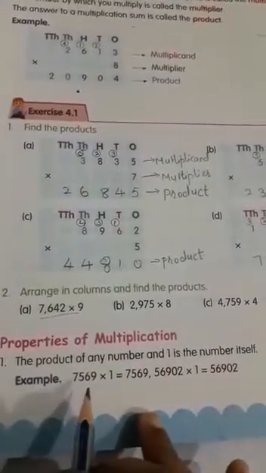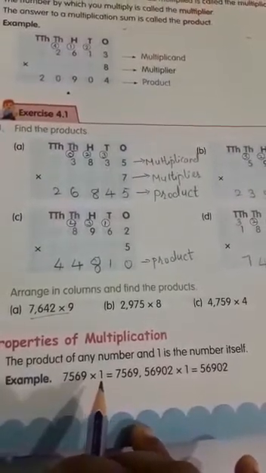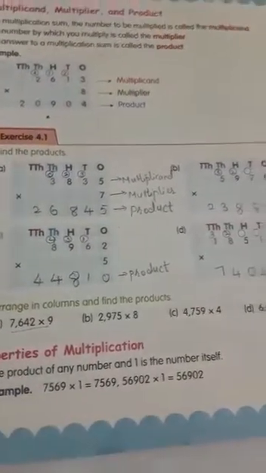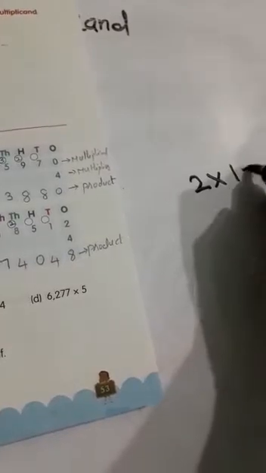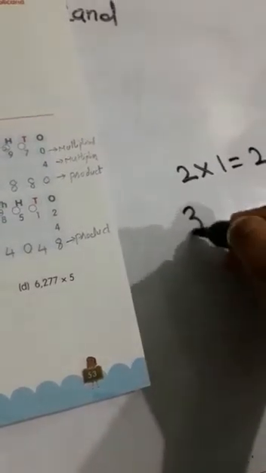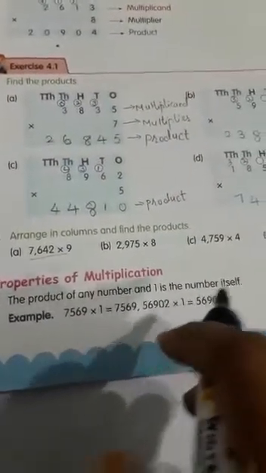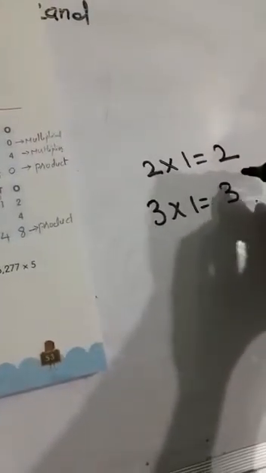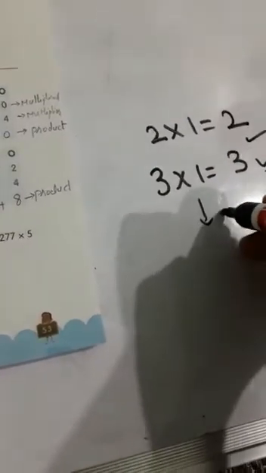Example, 7569 into 1. So 7569 into 1 equals 7569. Okay, example, 2 into 1. So 2 ones are 2. Similarly 3 into 1, 3 ones are 3. Here also something is multiplied with 1. The product of any number and 1 is the number itself. So 2 into 1 equals 2, 3 into 1 equals 3. This is a simple example. Okay, this is the first property.